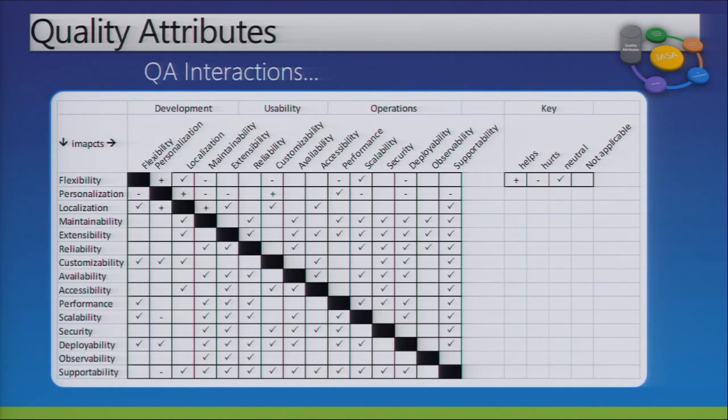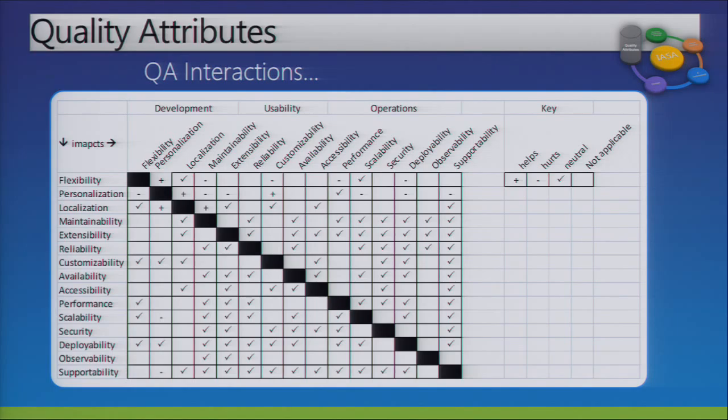This is another one I like to print off and put on my desk. Quality attributes interact with each other. And I like this slide. Someone from ISA put this together, one of the members, Stephen Cohen, I think is his name. And what he did is he said, certain quality attributes, they're going to help each other. Certain quality attributes are going to be indifferent. All the checks means they don't really help or hurt anything. And then they might hurt each other, the minuses.